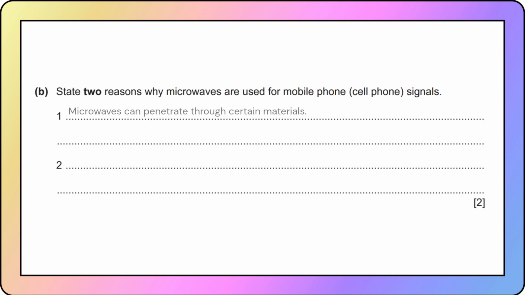Alright, first let's state that microwaves can penetrate through certain materials. This would make the signals more accessible, even across wider distances. Next, we can say that microwaves need shorter antennas. This is because they have shorter wavelengths and a higher frequency, which would allow for shorter antennas. That would be the end of our question.